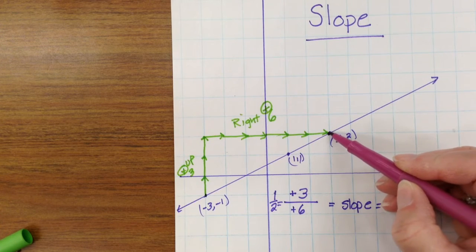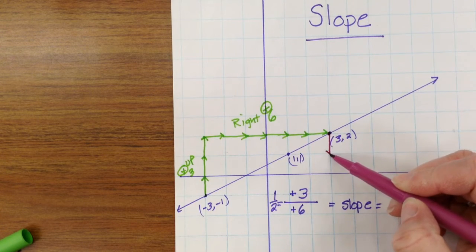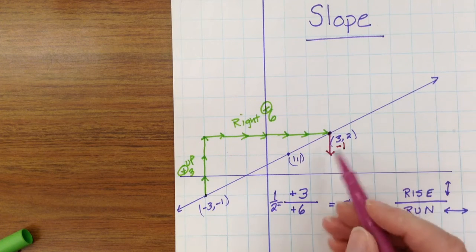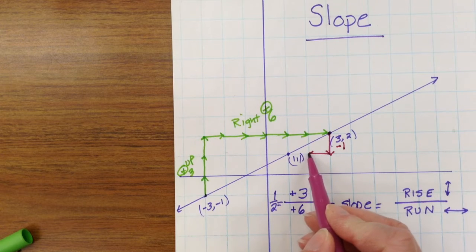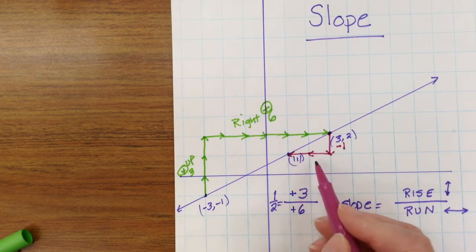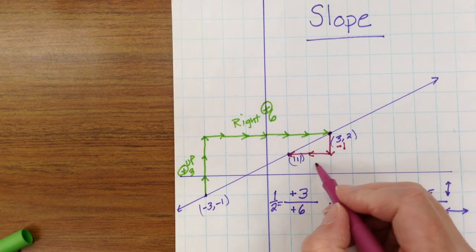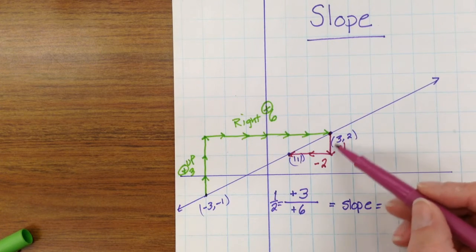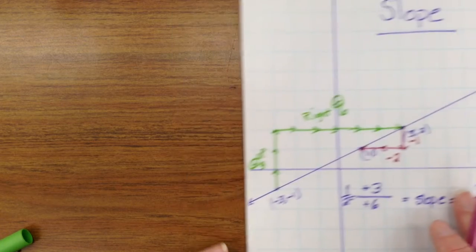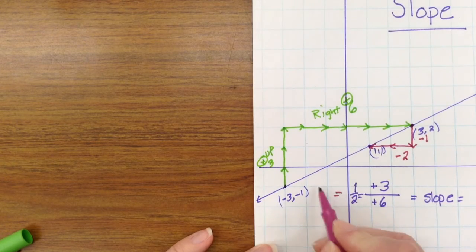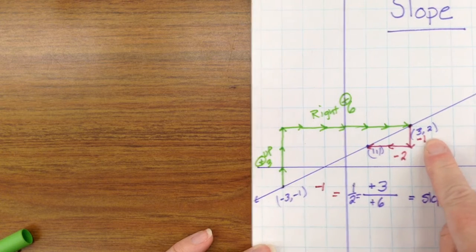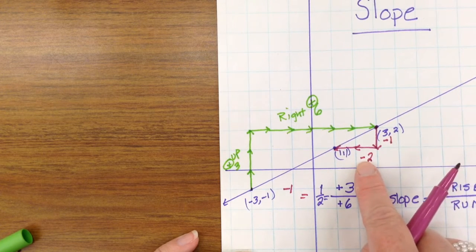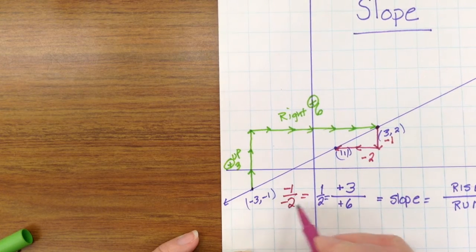If I start at this dot, I would go down, so negative 1, and I would go left, so negative is left, 2. If I again use rise over run, the up and down number on the top, it'd be -1 in the rise, and -2 because it's left in the run. But wait a minute.